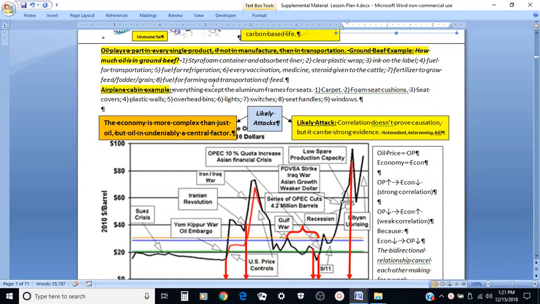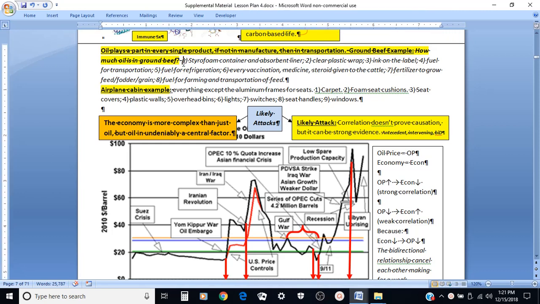All right, oil plays a part in every single product, if not in manufacture, then in transportation. So let me give you an example of ground beef, right? How much oil is in ground beef? Well, you go to the store, you buy a pound of ground beef, whatever, right? You want to make some burgers. You get the styrofoam container, that's all oil. The absorbent layer, made from oil. The clear plastic wrap on top, oil. Ink on the label, oil. Fuel for transportation. Fuel for refrigeration.